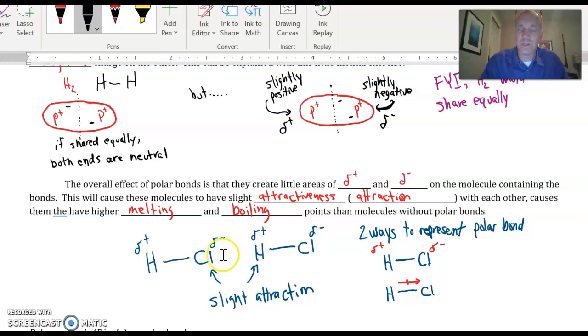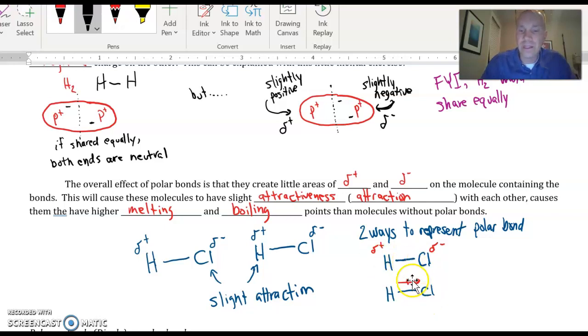One way that this shows up in molecules is that they tend to have higher melting and boiling points. I want to point out that there are 2 ways that you can highlight a polar bond. One of them is here. The side that is higher in electronegativity and pulls those electrons more towards itself, you represent with a delta negative, and the side that has electrons pulled away from it is delta positive. So that's one way of doing it.